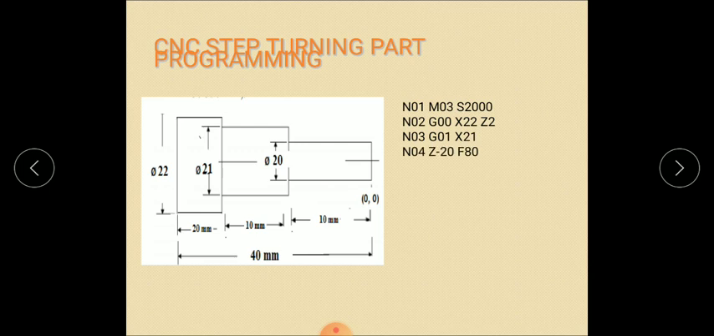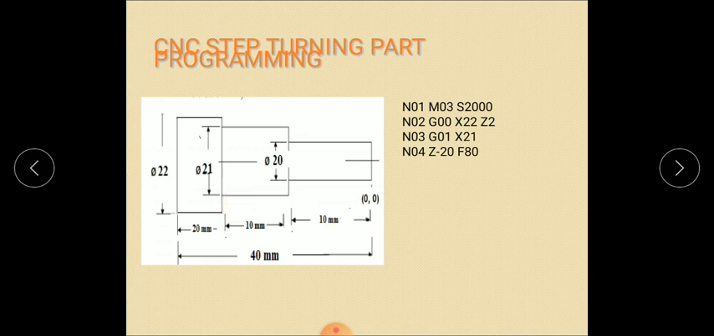Next, Z minus 20, then F80. Here Z minus 20 is in the negative direction. Then F80 is the feed at which the tool removes material. Both directions, 10 plus 10, make 20, from 0. Now we need to form this step. When you give Z minus 20, the tool moves from this position to this position.